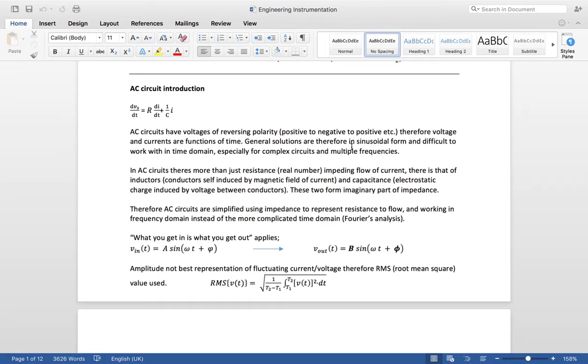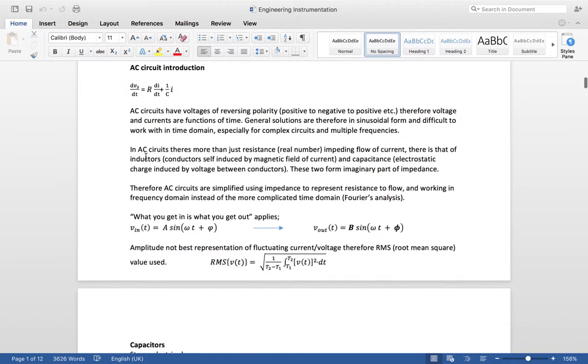General solutions are therefore written in a sinusoidal form, but they are difficult to work with in the time domain, especially with complex circuits and multiple frequencies. As a result, we use complex numbers. A circuit has more than just resistance, the real number impeding the flow of current.